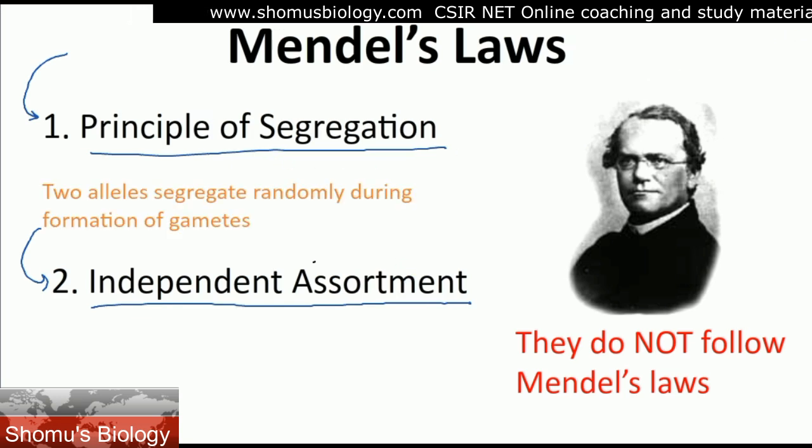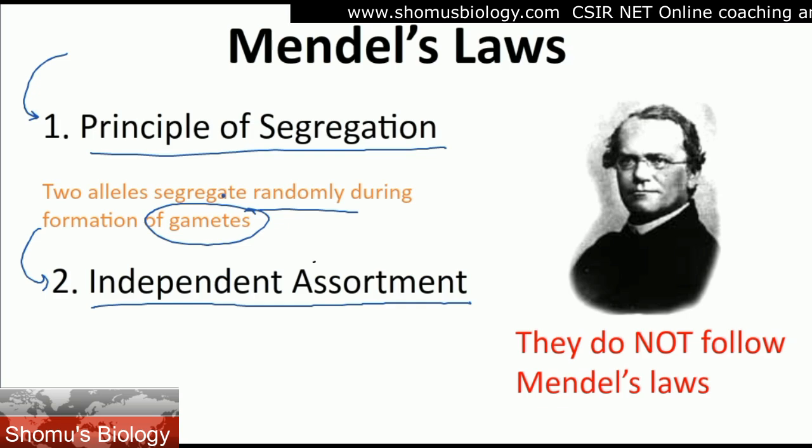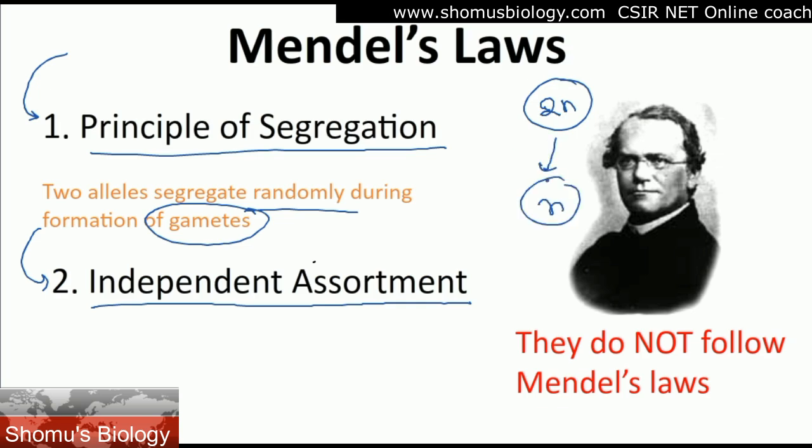So what happens in the law of segregation? It says the two alleles segregate randomly during the formation of gametes. We know that in humans we get two sets, one from the father and one from the mother. Our normal body cells are diploid, but the gametes are haploid. So while forming gametes, half of the chromosomes are gone and only half will be transferred. Which half is transferred can be either from the father's origin or from the mother's origin. So it's a 50-50 chance. That is the law of segregation.